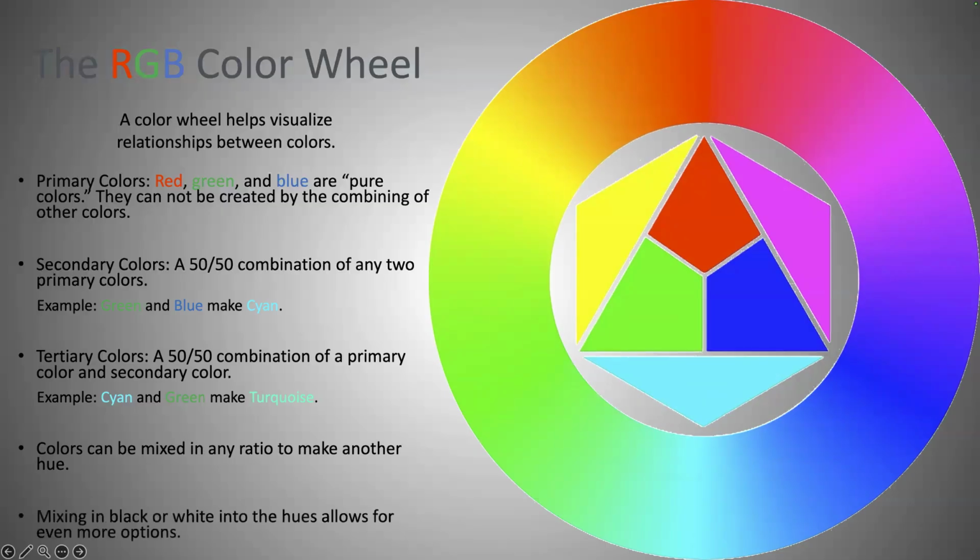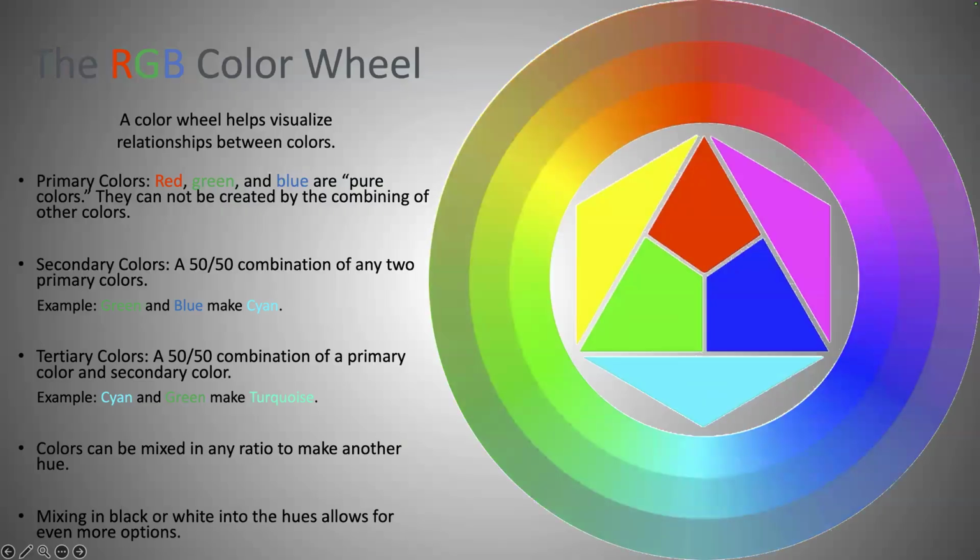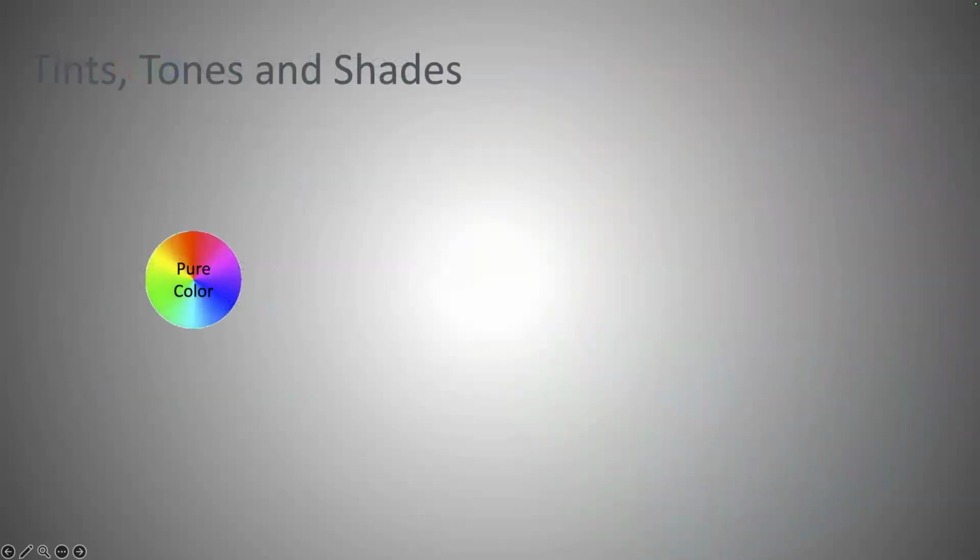So these are the pure colors. Once you get all the pure colors or hues, mixing black and white into those hues, you get even more colors, right? So white makes it lighter, black makes it darker. We'll talk about that in a second. So let's talk more about that, right? So adding black and white to the pure colors.